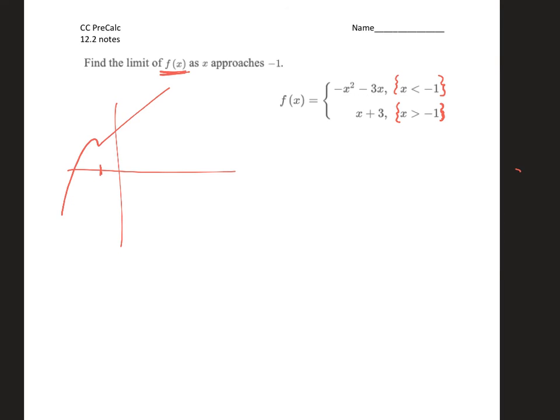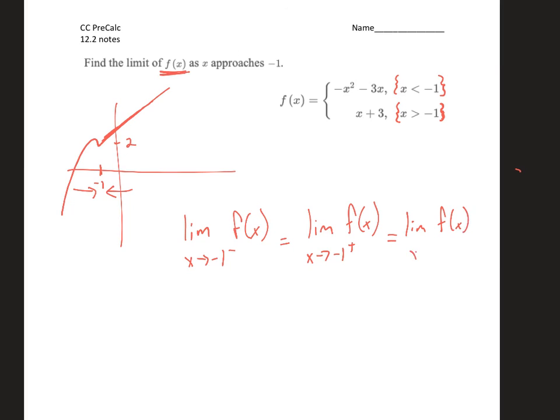Okay, so we can see that from the left side, as I approach this target value of -1, our y value is approaching 2. And from the right side of -1, my graph is also approaching a y value of 2. So in this case, the limit of f of x as x approaches -1 from the left is equal to the limit of f of x as x approaches -1 from the right. And those limits, well, that's just the limit of this regular old function as x approaches -1, and that limit is 2.